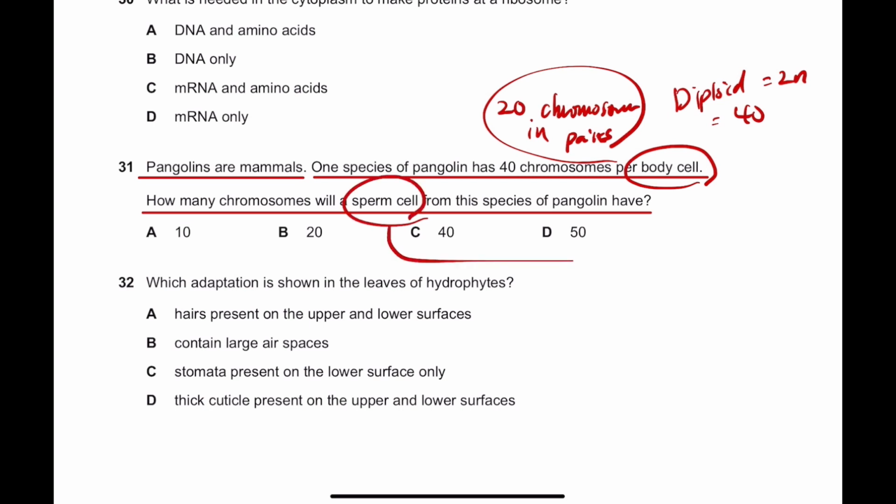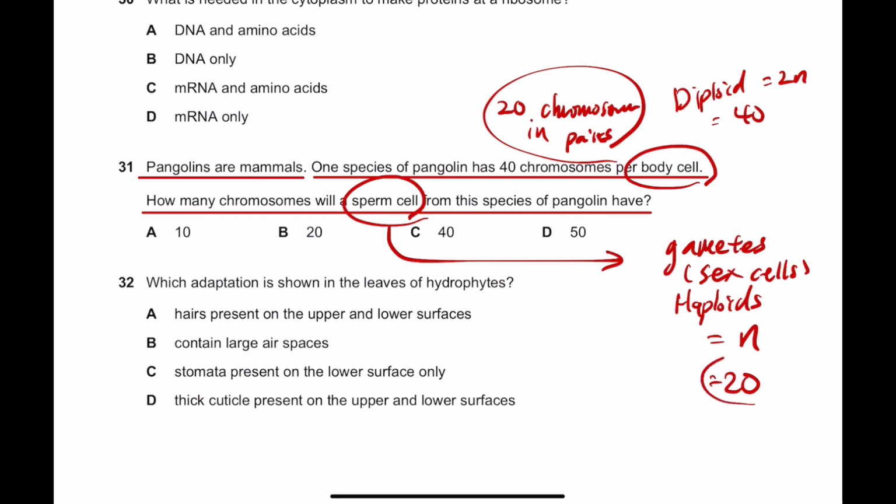Sperm cells are gametes, sex cells, and they are haploid, which means they don't have pairs of chromosomes, but they have singlets of chromosomes. So, which means they have 20 chromosomes. Hence, the answer should be B.